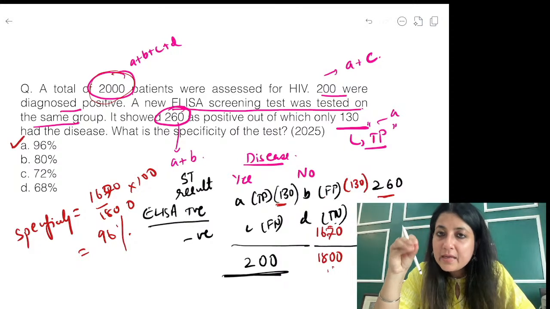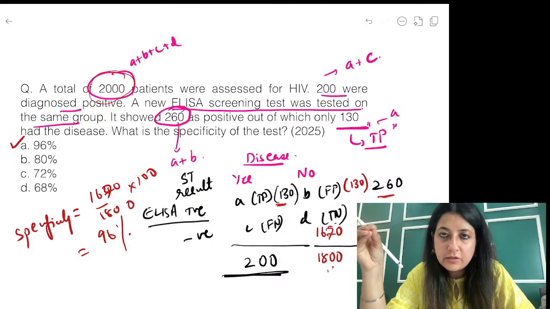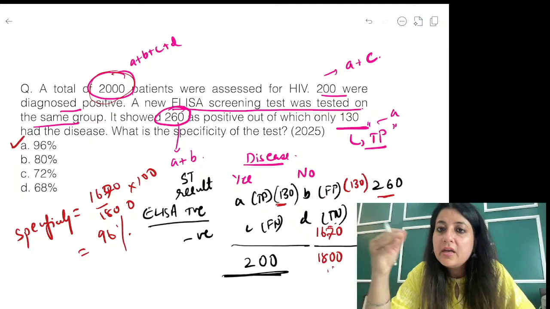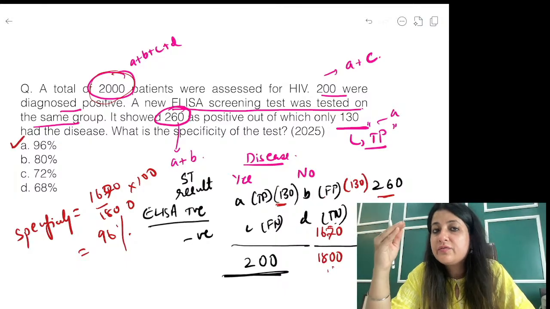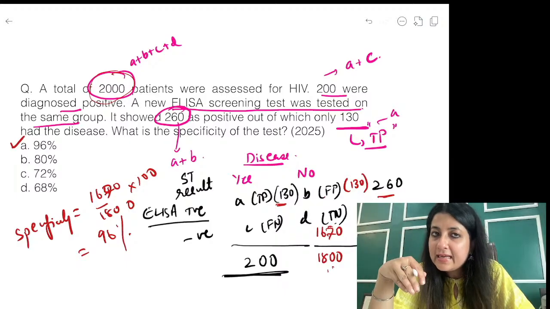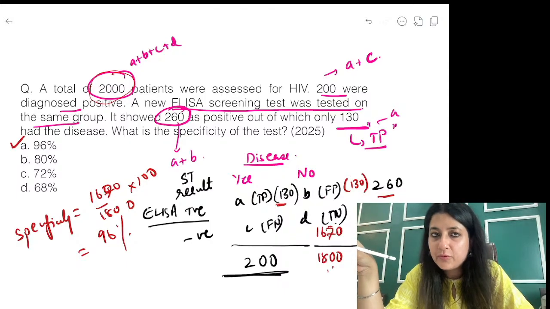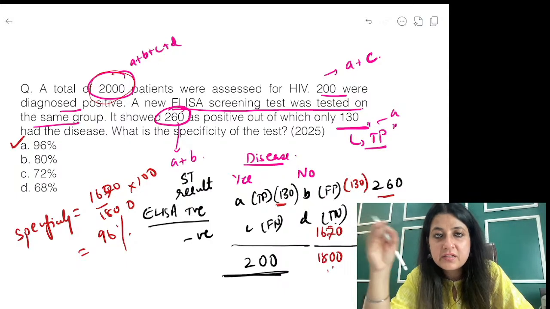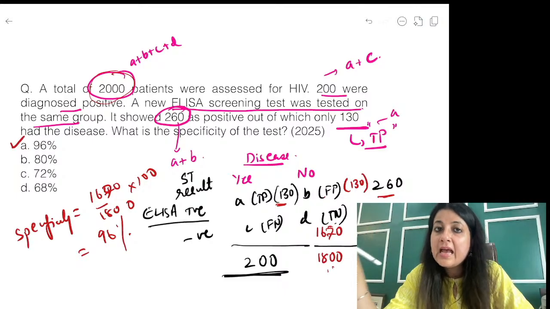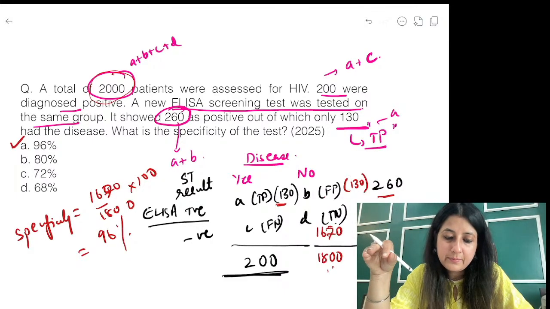Here you can see there are 2000 people. That's the total population. 200 are diagnosed positive. That means 200 have HIV. Now when I apply ELISA, I see 260 come out to be positive. That means ELISA positive, A plus B, is 260. Out of that, 130 had the disease. So 130 is your TP.